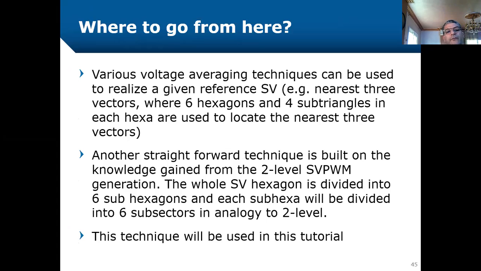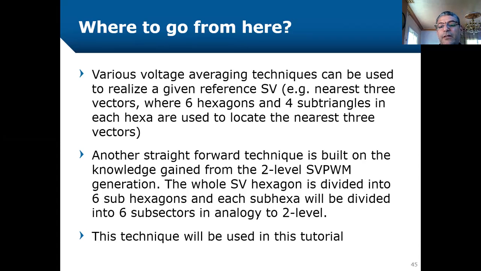Where to go from here? Various voltage averaging techniques can be used to realize a given reference space vector, e.g. nearest three vectors, whereas 6 hexagons and 4 sub-triangles in each hexa are used to locate the nearest 3 vectors. Many methods, in fact, and this can also be traced in literature.